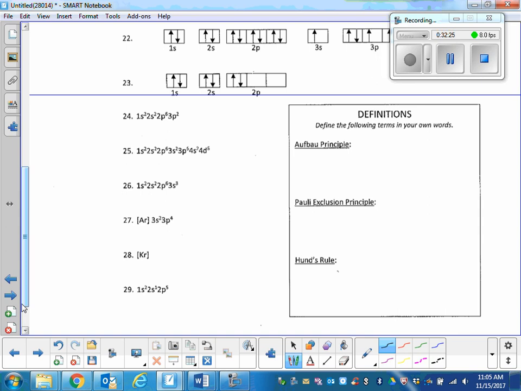What is the first orbital we fill in? The 1s. Then what do we fill in? The 2s. Is that right? That's because they follow Aufbau's rule, which says lowest energy level first. Lower energy levels fill first before you start filling in the higher energy levels. Are you with me?